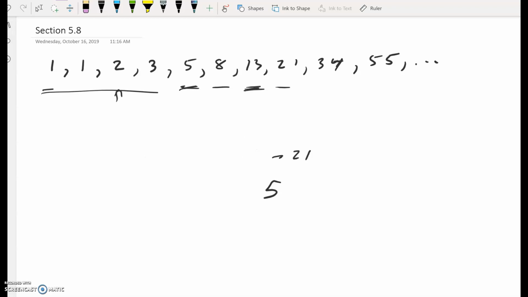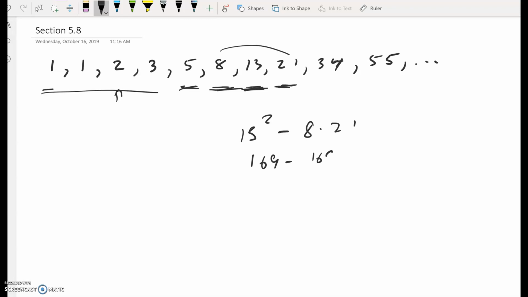Here's another pattern you're asked to look at. It's a little bit different. That is, pick 3 in a row and square the middle one, and then subtract off the product of the first and the third. And here we're getting 169 minus 168, and that's 1.